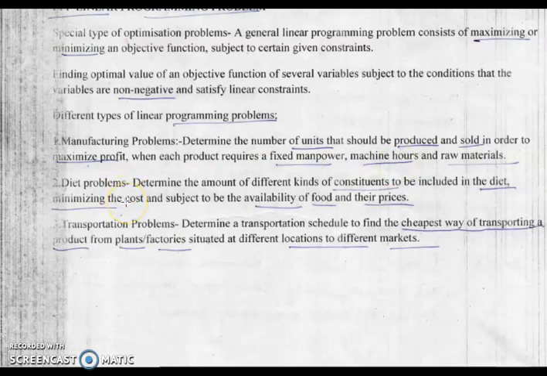Second one is the diet problem. Determine the amount of different kinds of constituents to be included in a diet, minimizing the cost and subject to the availability of the food and the prices. And third one is the transportation problem. This transportation problem determines the schedule to find the cheapest way of transporting products from factories or plants in different locations to different markets.